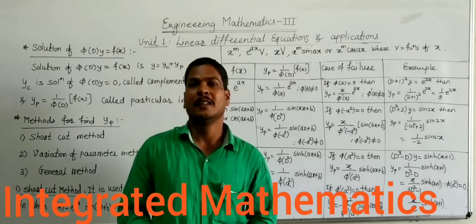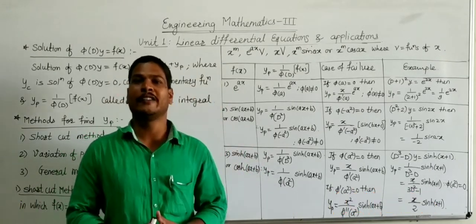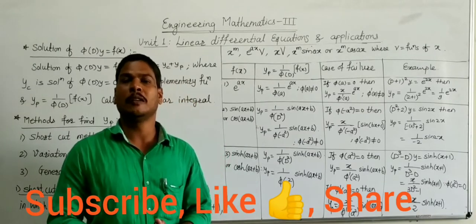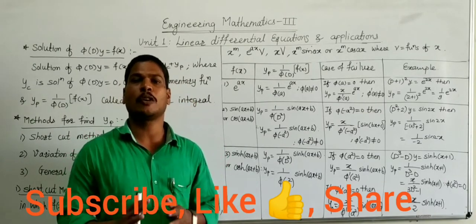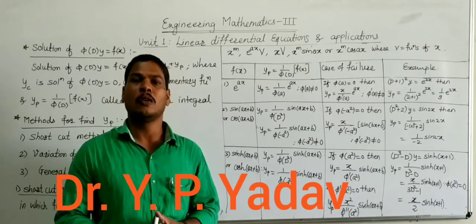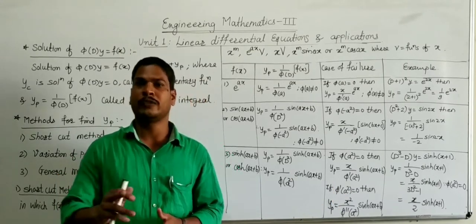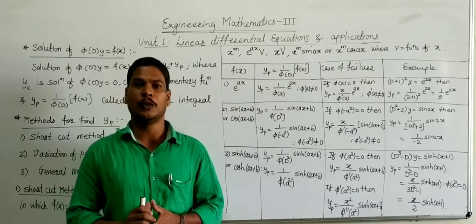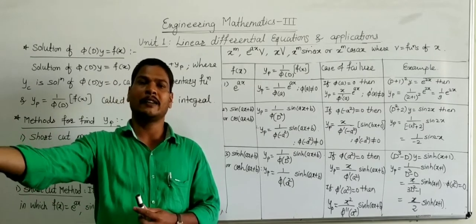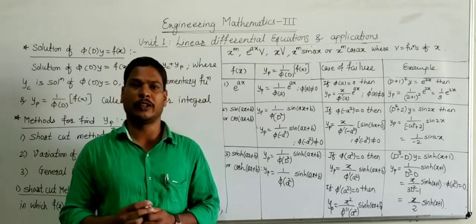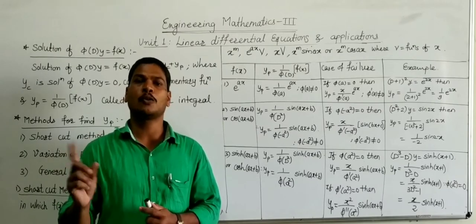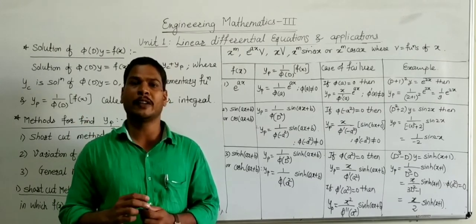Hi everyone, this is our second lecture on linear differential equation and its application. In the first lecture we discussed what we mean by linear differential equation with constant coefficient and how to find the solution of phi(D) y = 0. That means the right hand side function becomes a zero function. In that case our solution is a complementary function.